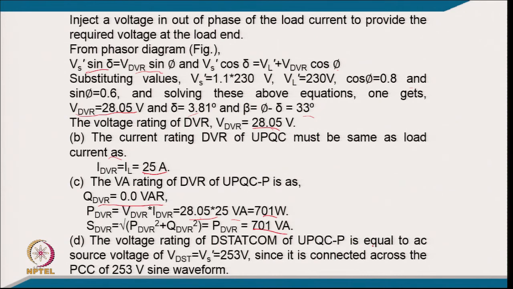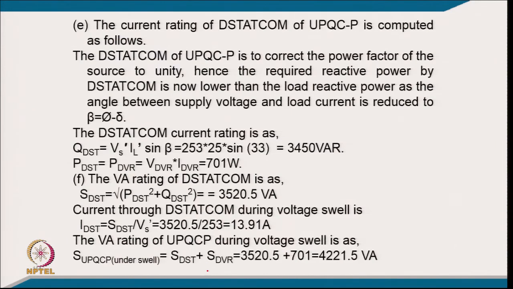The voltage rating of the D-STATCOM of UPQC is equal to the AC voltage of 253 volt, since it is connected across the PCC of 253 volt. The current rating of the D-STATCOM is computed as follows. The D-STATCOM of UPQC corrects the power factor of the source to unity, hence the required reactive power by the D-STATCOM is now lower than the load reactive power, as the angle between supply voltage and load current is reduced to beta, which is phi minus delta. So, the D-STATCOM current rating reduces to Vs into IL sin beta. So, it is 253 into 25 into sin of beta, 33 degree.